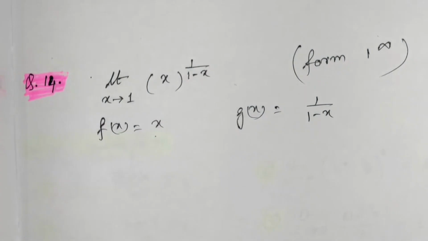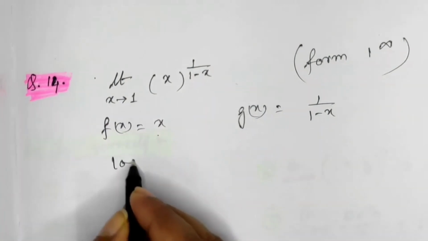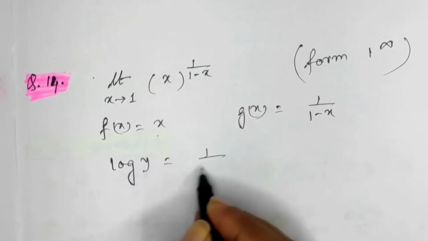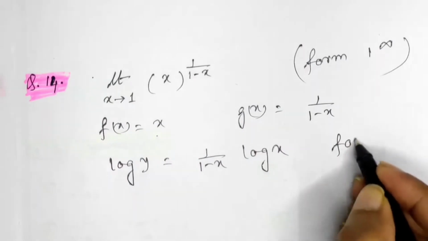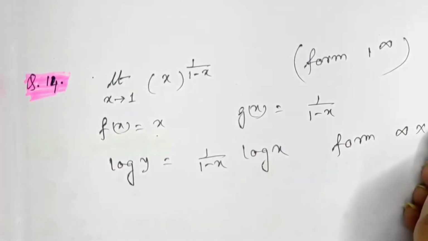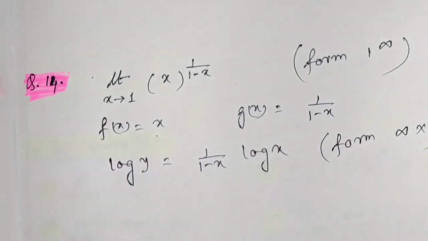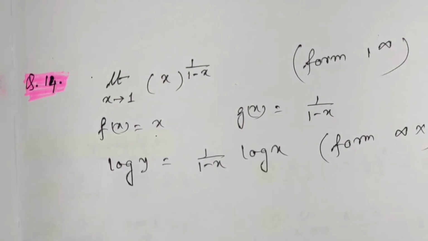So whatever this type of forms we find, we will take the log on both sides, and after taking log I will get log of x. So this is in the form of infinity into 0. Yes, and infinity into 0 means it can be easily converted into the form of 0 by 0 and we can solve it. Now the question is, all those examples are given.